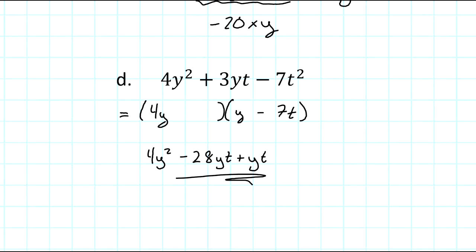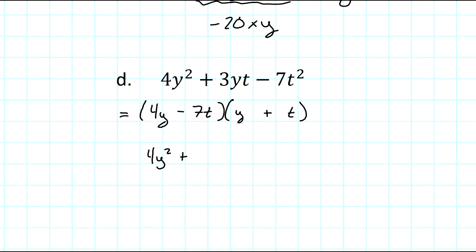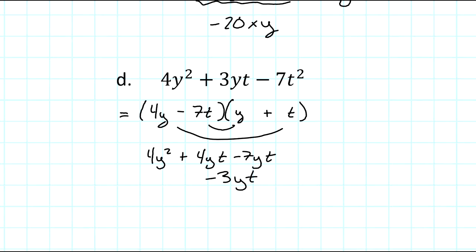I'll maybe switch this to a plus and a minus, see if that goes any better, but that's just going to be plus 28yt minus yt, so that's still not going to work. So maybe I'll switch this to the 7 over here and just a t on this other side. And if we try that, I'll get maybe a plus here and a minus here. This is going to give us 4yt and then a minus 7yt. Oh, that's promising. That gives us a negative 3yt. So that's close, but the signs are wrong.